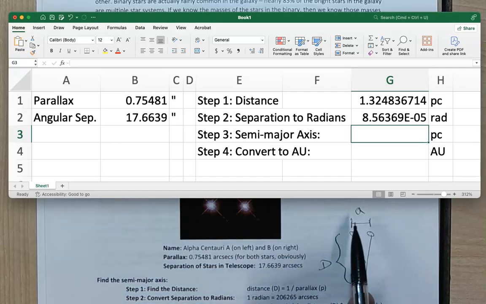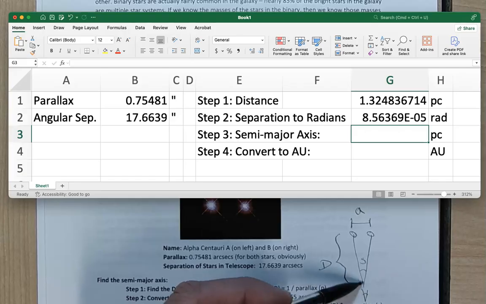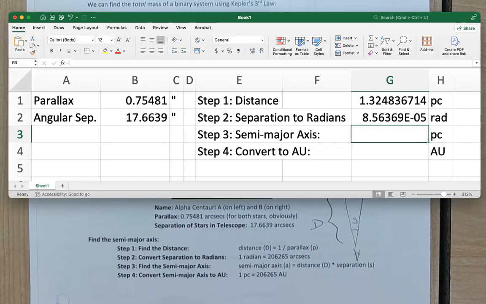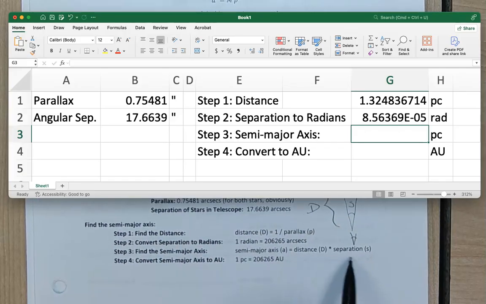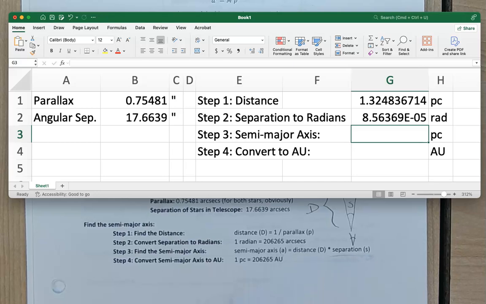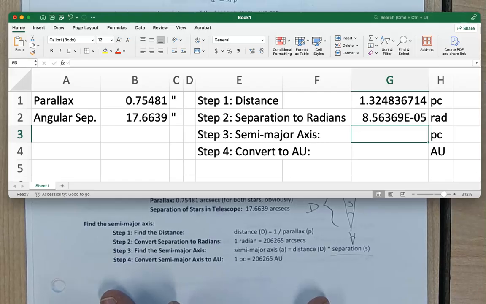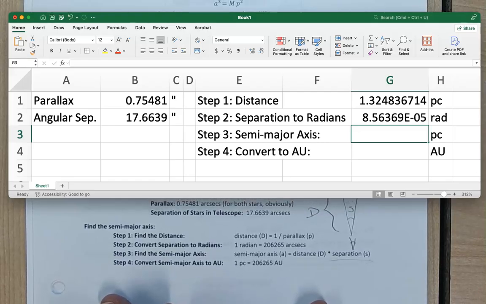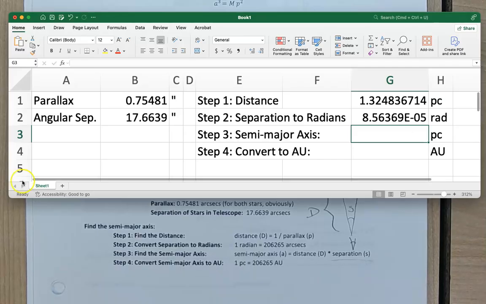This semi-major axis, this side of the triangle, is just going to be the distance times the angle between them in radians, right? This equation only works, it's just A equals D times S, when S is in units of radians. That's why we did the conversion in step 2. So now this makes it quite easy. Let me do this on my spreadsheet here.